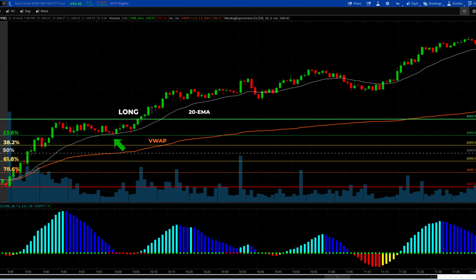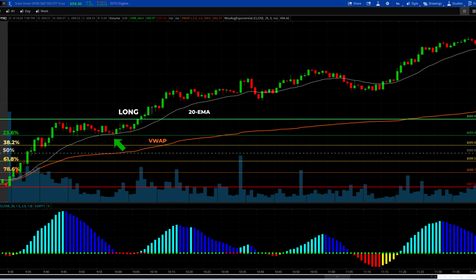The 78.6% level is a deep retracement. When price reaches this level, the trend is close to invalidation. If the price reverses here, it often leads to strong moves. If price breaks beyond 78.6%, traders often expect a full retracement back to the starting point.